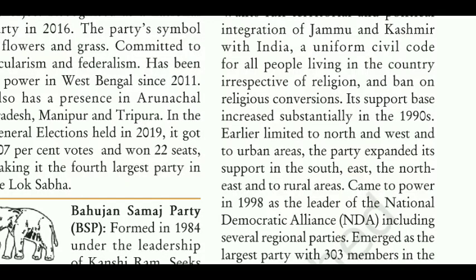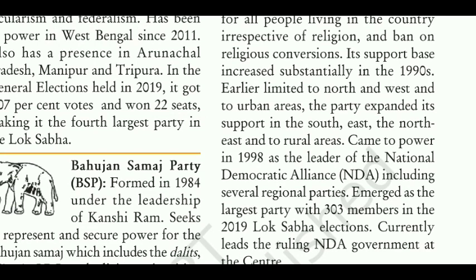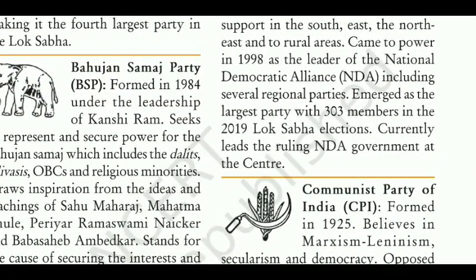Its support base increased substantially in the 1990s. Earlier limited to the north and west and to urban areas, the party expanded its support in the southeast, the northeast and to the rural areas. Came to power in 1998 as the leader of the National Democratic Alliance, including several regional parties. It emerged as the largest party with 303 members in the 2019 Lok Sabha elections, and currently leads the ruling NDA government at the center.